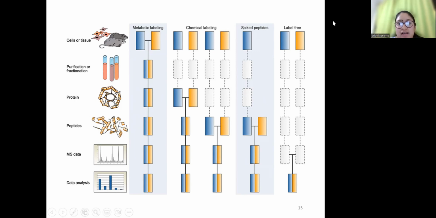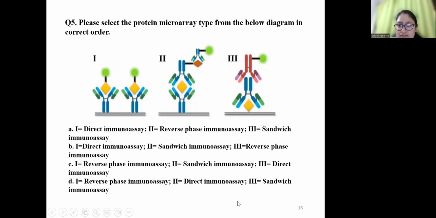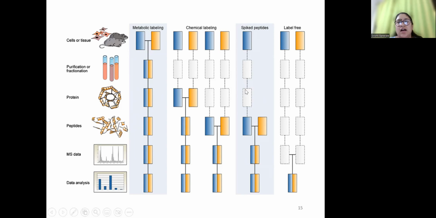You see, in case of chemical labeling, these are the different chemical labels. These are your samples, we are labeling them, mixing them, and then detecting them. So that's how it happens. So the basic idea is to label the samples, digest, mix, and then analyze in a mass spec.